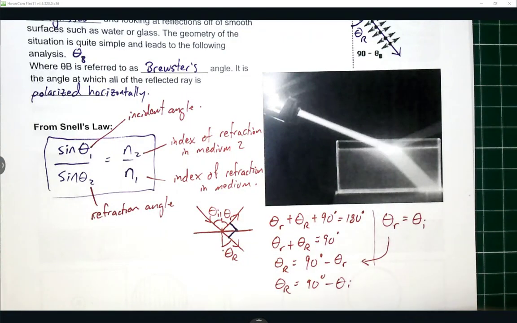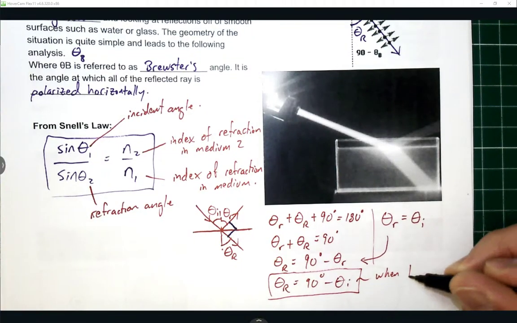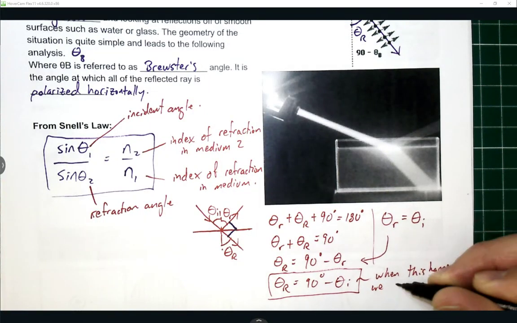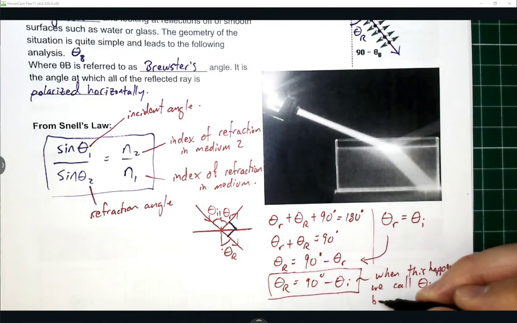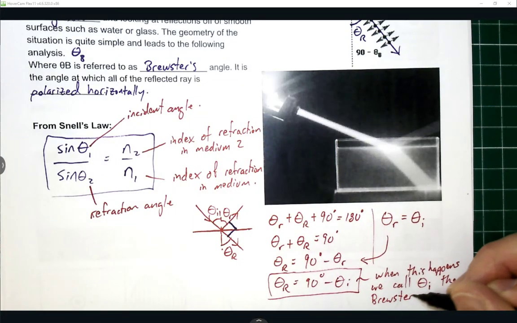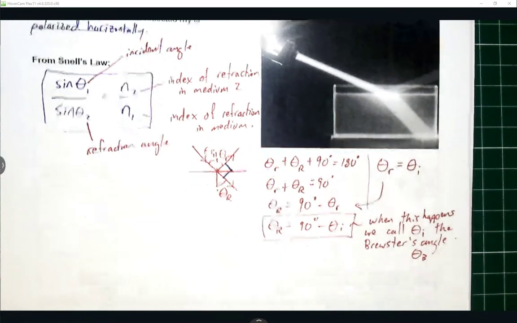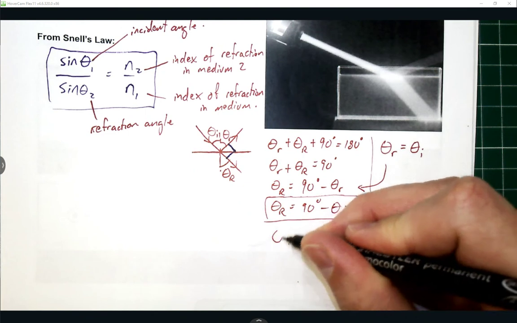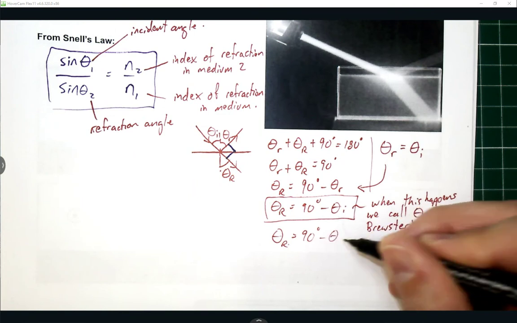Now what we're going to say is that when this happens, we call theta I the Brewster angle, or Brewster's angle, theta B. We just rename it because it's this special situation where this happens. And so we make a little statement. We say, okay, well then, if that's the case, theta R, we'll just rename things. It's not a big deal. Theta R is equal to 90 minus theta B.